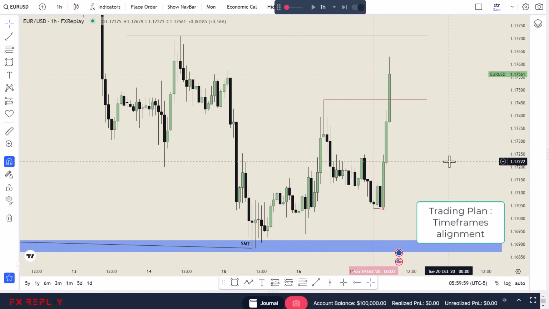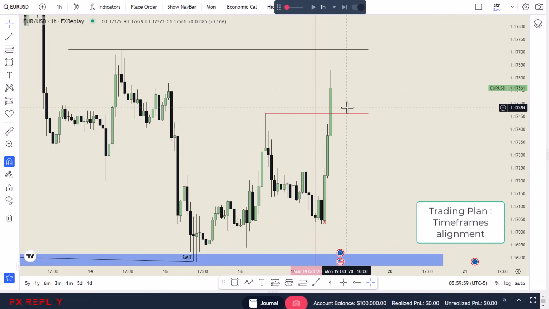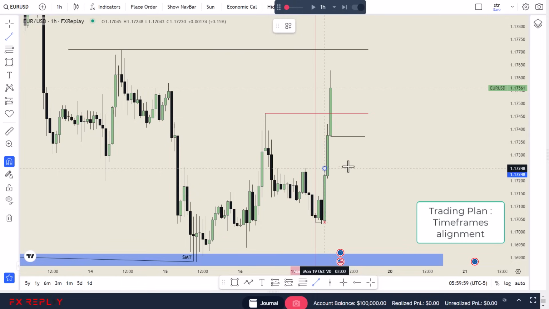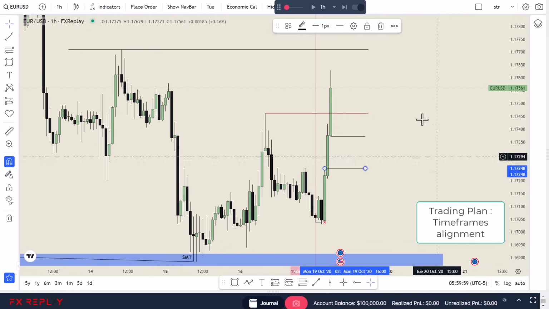So we closed above this swing, we have this displacement, we have this fair value gap right here. So this could be our point of interest. The London kill zone is already over, and maybe you can get an entry during New York.